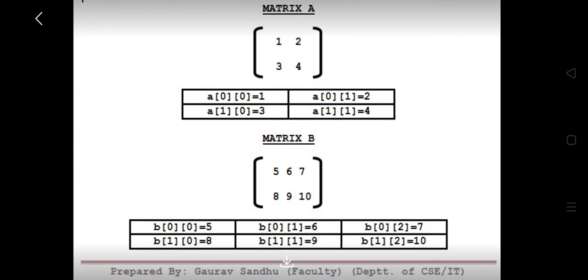Now comes another program or another topic. This topic talks about multiplication of matrices. As we know, in case of matrix multiplication, the elements are multiplied and also they are added. You can see that there is a matrix A which is a 2 by 2 matrix, and there is a matrix B which is a 2 by 3 matrix.